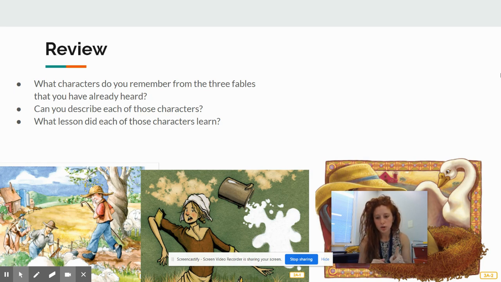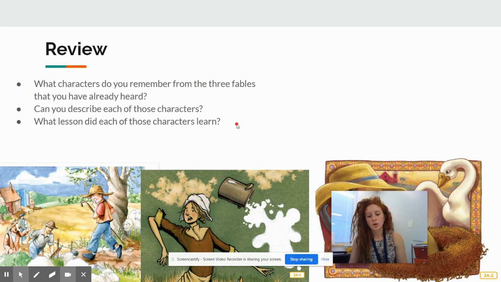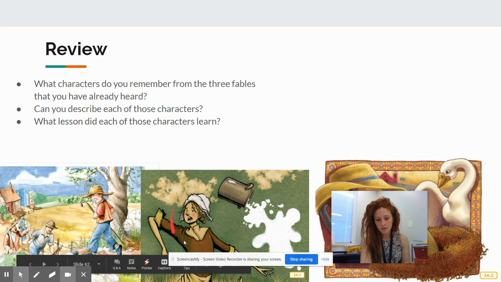I want you to point to the shepherd boy. Where is the shepherd boy? The shepherd boy is right here, okay? Now I want you to point to the character who was balancing something on her head and wanted to sell milk at the market to buy a dress. Which character am I talking about? That's right, I'm talking about the milkmaid.